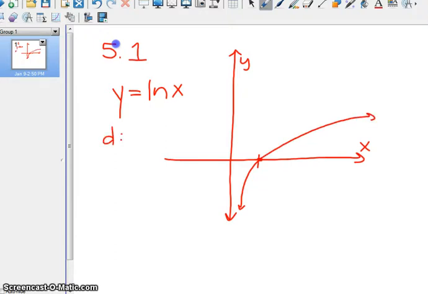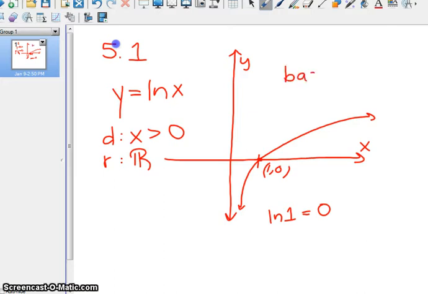So the domain of the natural log function is the values x greater than 0. The range is all reals, so all the y values from negative infinity to positive infinity. So natural log of 1 equals 0. Very important for you to remember. The base of your natural log function is e. So e is just understood to be there. You do not have to write it.